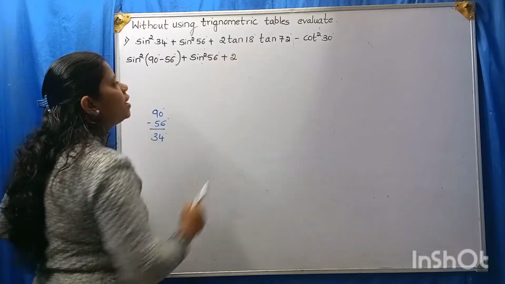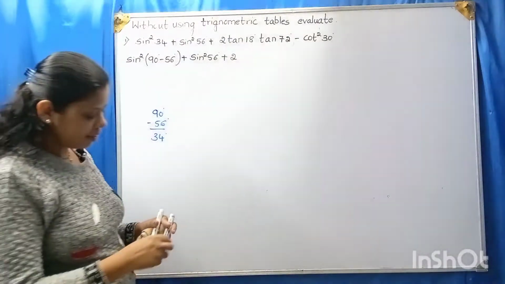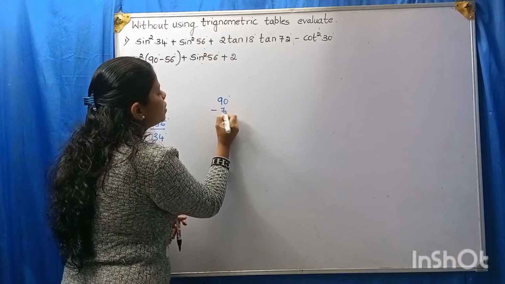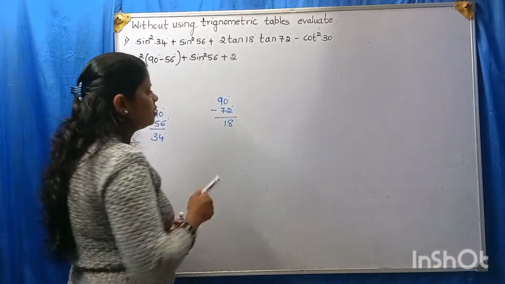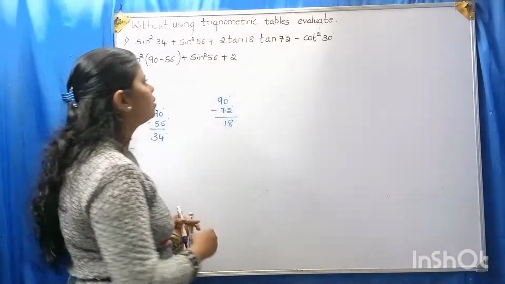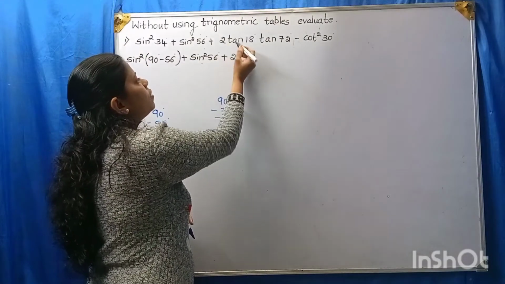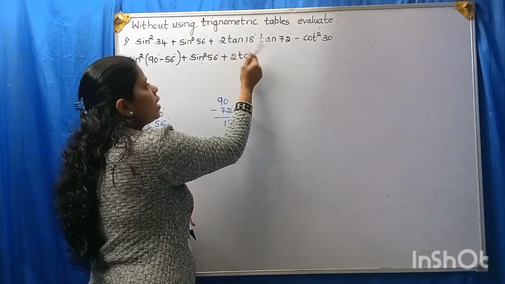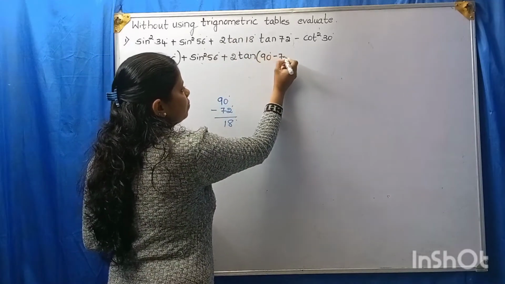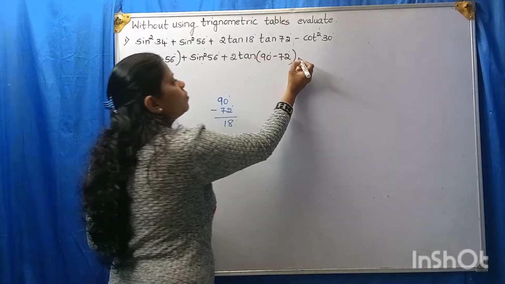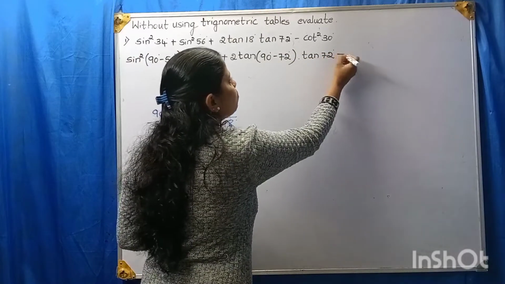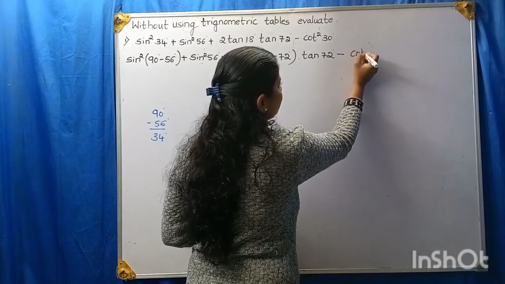This tan 18 degree. 18 degree can be written in the form of 90 degree minus 72 degree, right? Because when we subtract 90 minus 72, we will get 18. Therefore, 2 into tan 18 degree, I will write it as 90 degree minus 72 degree, into tan 72 degree, minus cot square 30 degree.